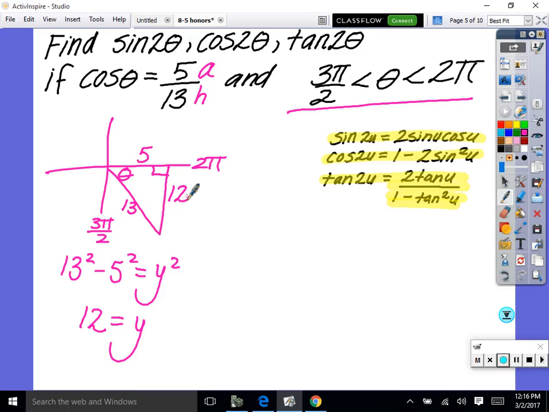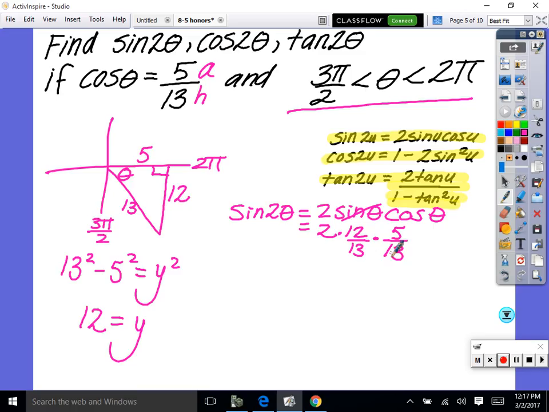Now we can find sine of 2 theta. So now this isn't just sine of theta, it's sine of 2 theta. Sine of 2 theta will be 2 sine of theta cosine of theta, because we're dealing with just theta. If you rewrite it like this, now we can answer what sine of 2 theta is, because we know what sine of theta is. Sine is opposite over hypotenuse, so that's 12 over 13. So it's 2 times 12 over 13 times cosine of theta, which is 5 over 13, adjacent over hypotenuse. And now it's literally just simplifying it.